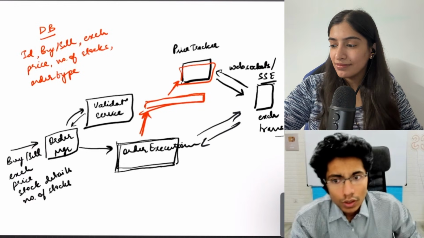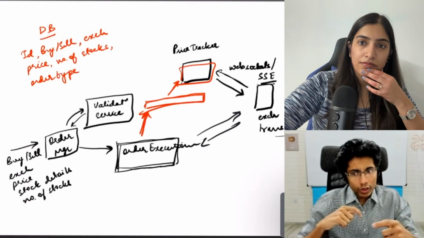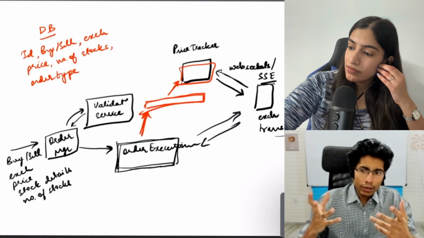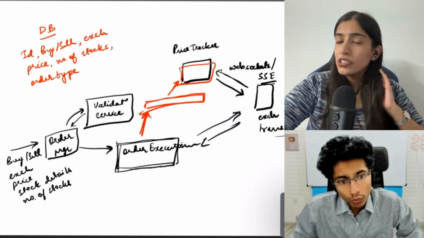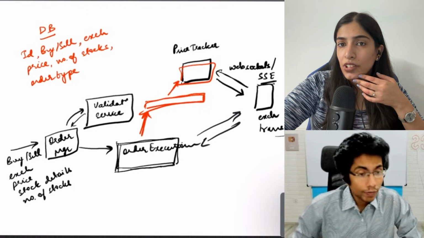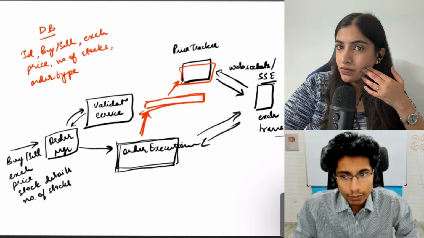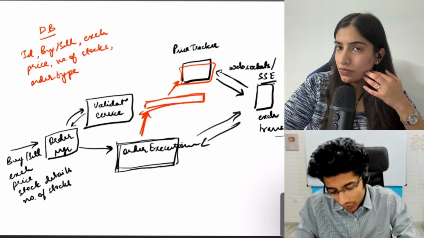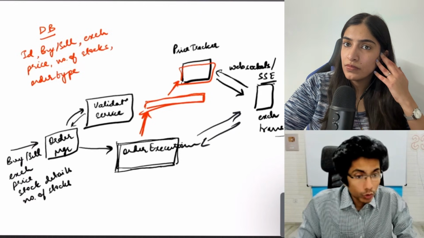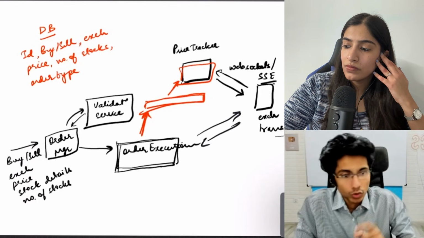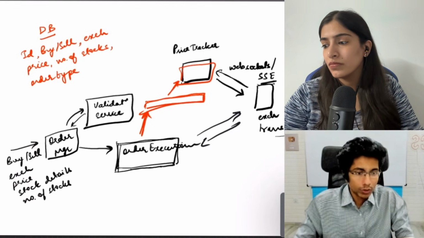Is the order executor going to be talking to the validation service more? I guess both can be talking to it. Maybe the validation service is like a rule engine. The validation service seems to be something which helps tell us whether this order should be allowed or not. Do you want it during execution also, or just when the order book is being updated?